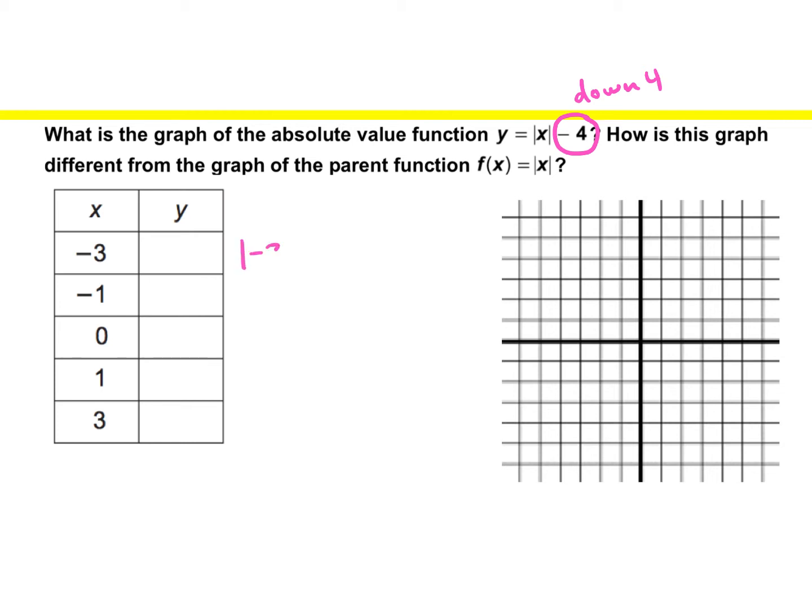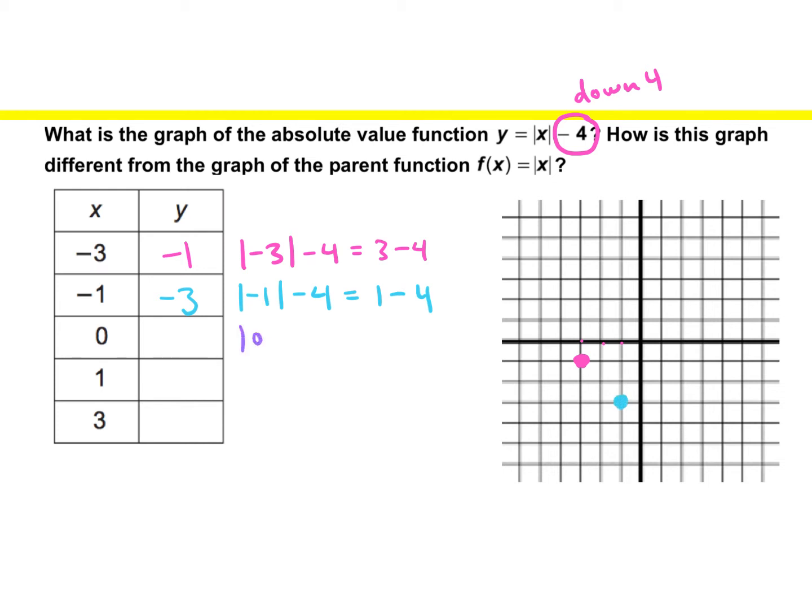So we have the absolute value of -3 minus 4. What's the absolute value of -3? 3. And what's 3 minus 4? -1. So I'm going to go to the left to -3, down to -1. There's my first point. Now I'm going to plug in -1. So I have the absolute value of -1 minus 4. What's the absolute value of -1? 1. And what's 1 minus 4? -3. So go to the left to -1, down to -3.